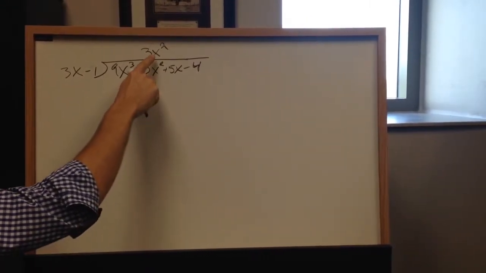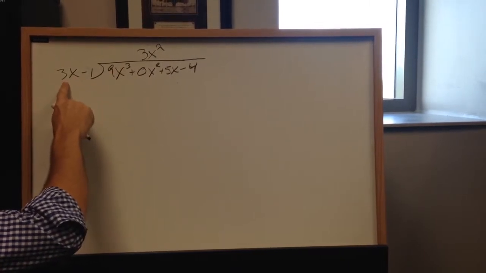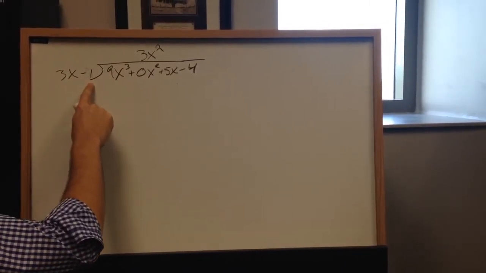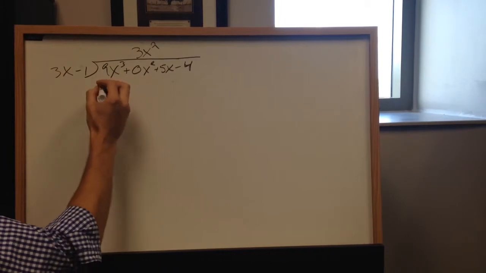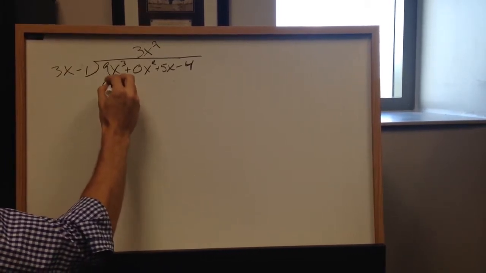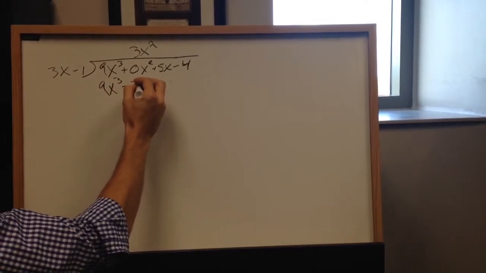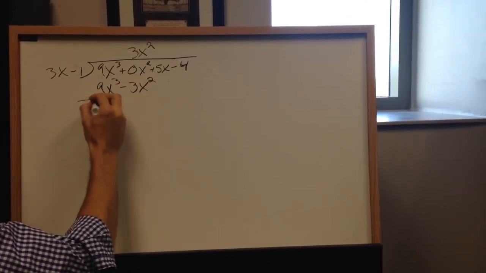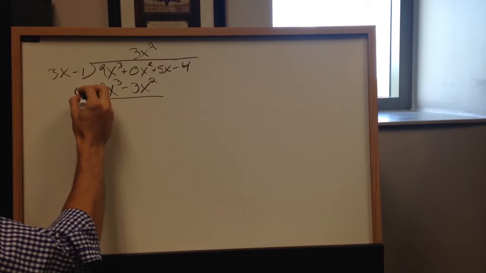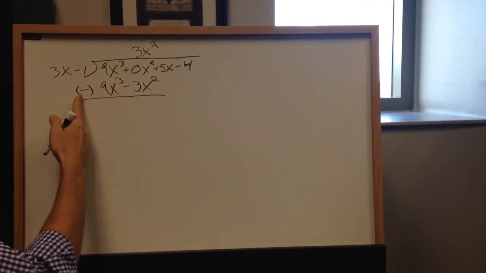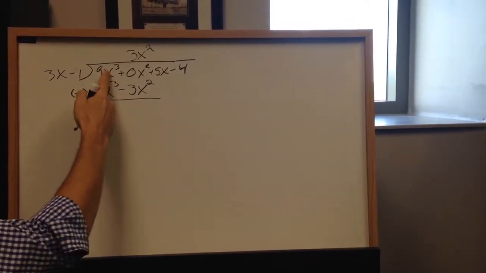Next, we take 3x squared, multiply by the entire 3x minus 1. 3x squared times 3x is 9x to the third. 3x squared times negative 1 is negative 3x squared. And just like in third grade long division, we are going to subtract. So that's a subtraction symbol, not a negative 9.